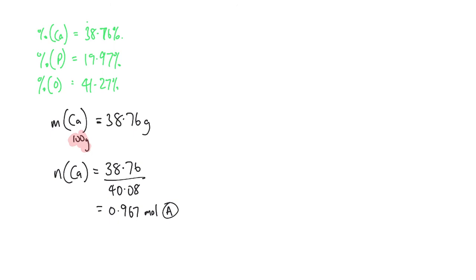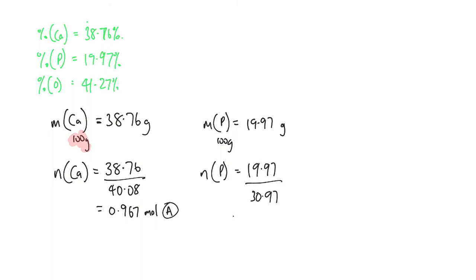Then I can do the next one. The mass of phosphorus is equal to 19.97 grams in 100 grams. And then I can work out the number of moles of phosphorus: 19.97 over 30.97, which will be equal to 0.645 maybe?